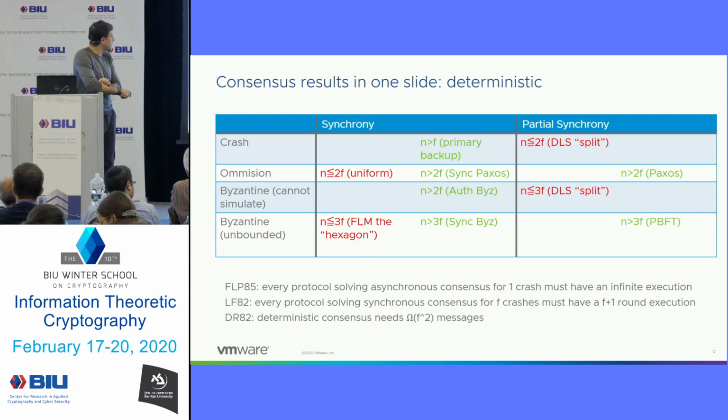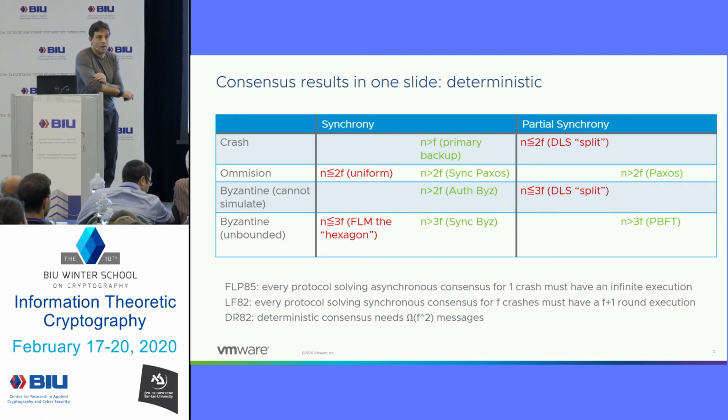Yeah, so this goes to this kind of hexagon lower bound, which we'll talk about, which basically says that even in synchrony, if the adversary can simulate honest parties, or let's say more honest parties than just itself, then you can only deal with 1/3 amount of failures. And you can get the matching lower bounds here. This is PBFT, and this is some synchronous version of this.